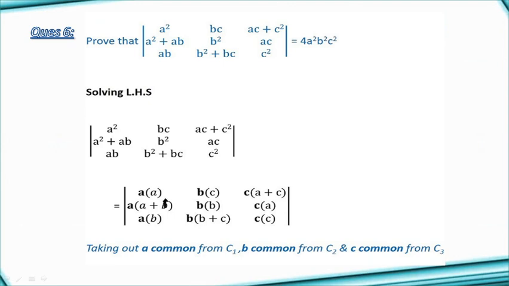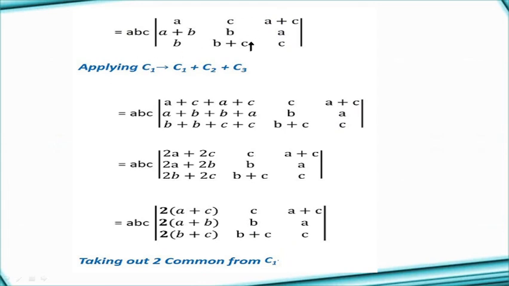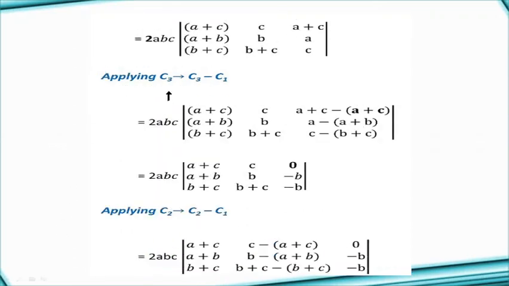Basically what are we trying to do? We want to take a common from column 1, b common from column 2 and c common from column 3. After taking common, we will get this thing. Now applying the operation C1 changes to C1 plus C2 plus C3, adding all the elements of C2 and C3 in C1, we'll get 2a plus 2c, 2a plus 2b, 2b plus 2c, taking 2 common from column 1. After that, we are having 2abc outside, but what we need is 4a square b square c square.